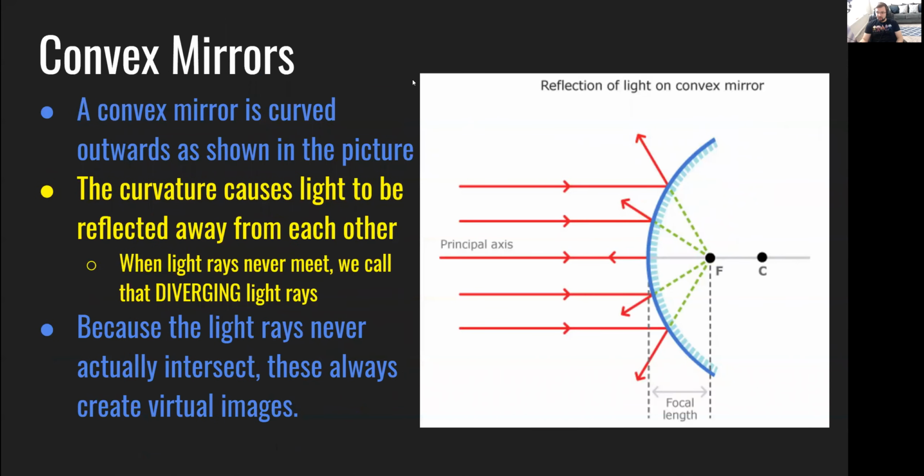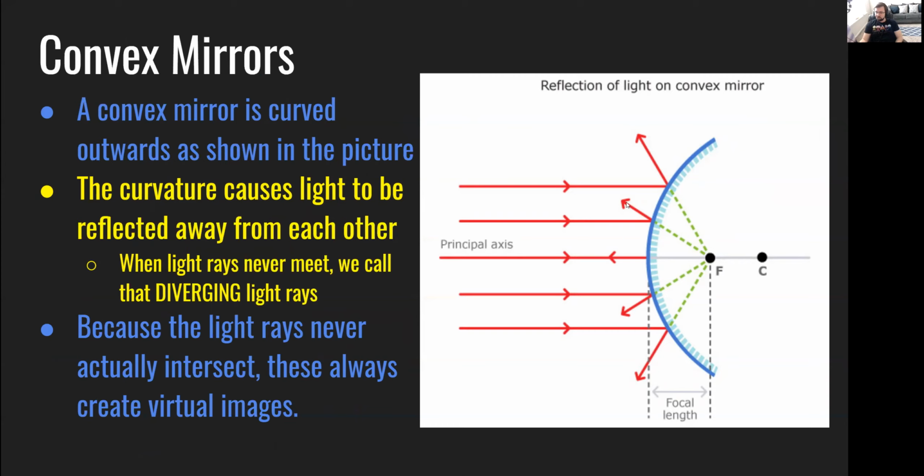And of course, we have the opposite. So what if the mirror was bent outwards instead of inwards? This is called a convex mirror. These mirrors are bent outwards, and these do the opposite. Mirrors that are curved inwards cause all the light to come together. So they're converging mirrors. These do the opposite.